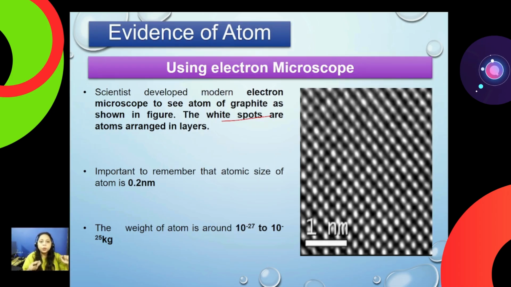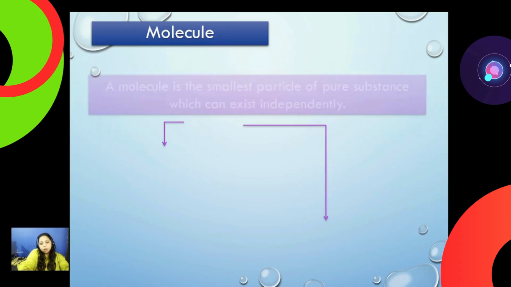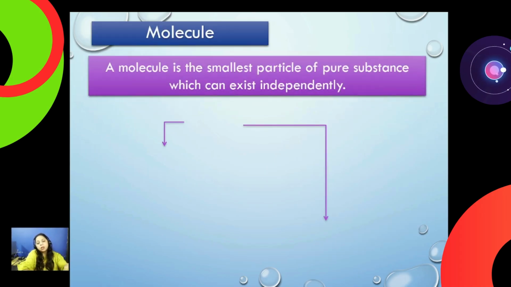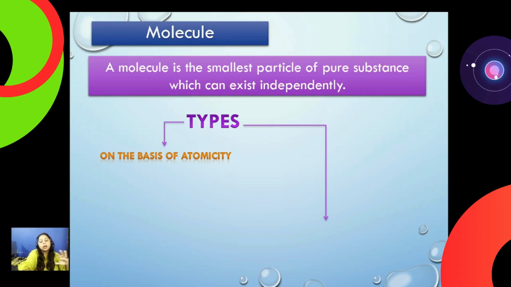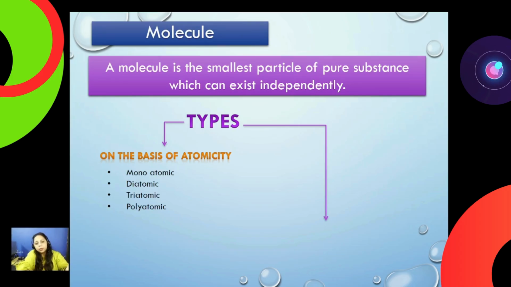So in order to do this, they make bonds, and the two atoms, or the more number of atoms that are connected together, they make a molecule. So a molecule is basically the smallest particle of a pure substance which can exist independently. There are two types of molecules. One is classified by atomicity, if it has one atom, two atoms, three atoms, or four atoms.